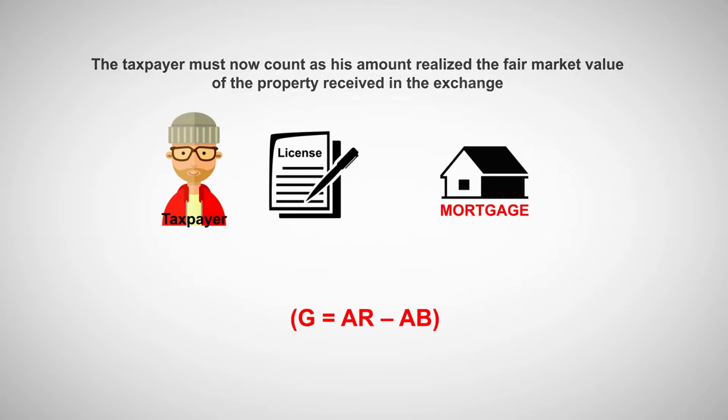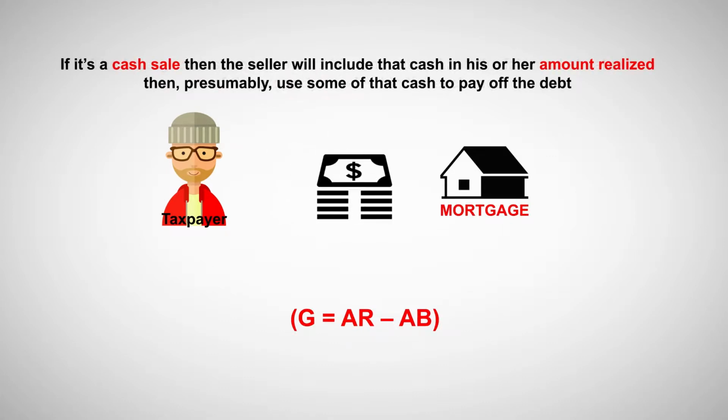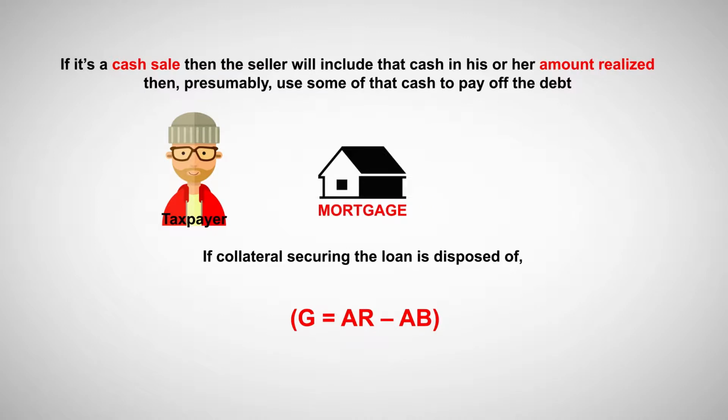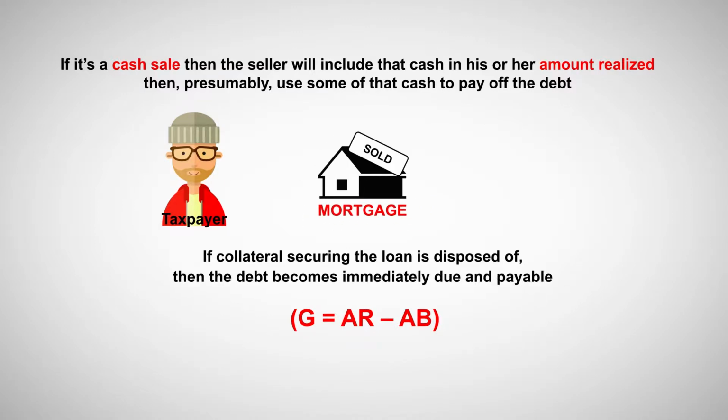What if the property disposed of is encumbered by a debt, say, for example, a mortgage, at the time of the sale? If it's a cash sale, then the seller will include that cash in her amount realized, and then presumably use some of that cash to pay off the debt. Most loans require, however, that if the collateral securing the loan is disposed of, such as in the case of a mortgage, then the debt becomes immediately due and payable.